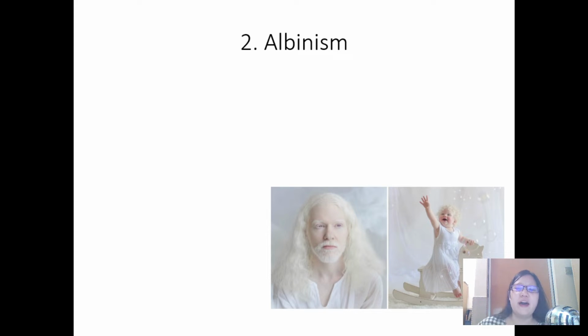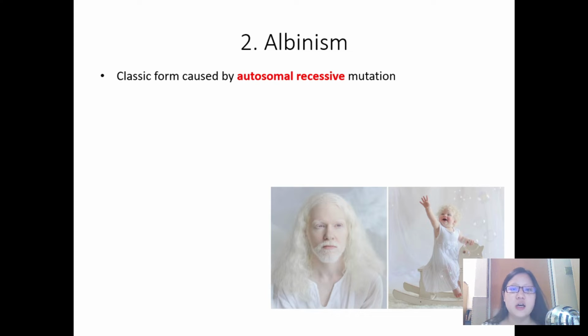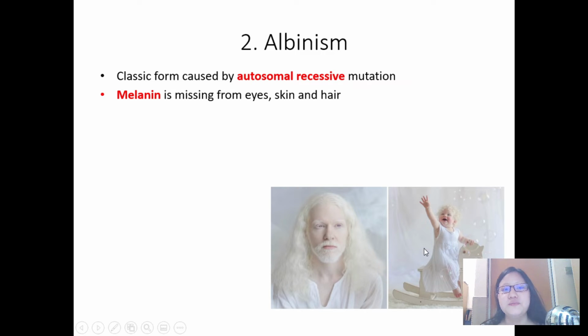Moving on to albinism. So, albinism is caused by an autosomal recessive mutation. So it's not codominant, it's autosomal recessive. Again, what is autosomal recessive? Autosomal means the gene is not on the sex chromosome, it's on a normal chromosome, an autosome, and the allele that carries this problem, albinism, is recessive.